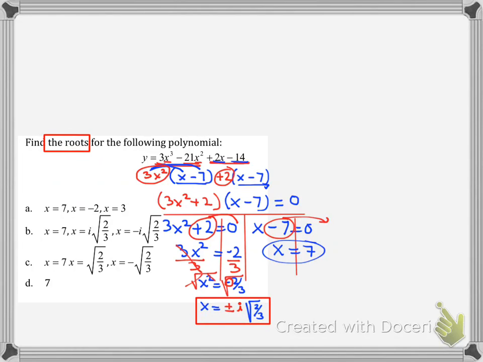So we have 3 answers. The first one should be positive 7, and they all have positive 7. I know my answer should have an i, so therefore my answer will be letter B.